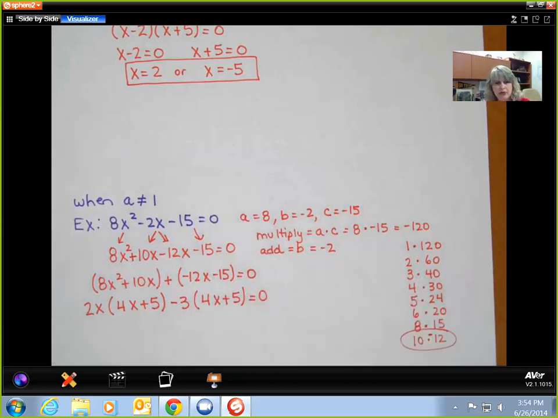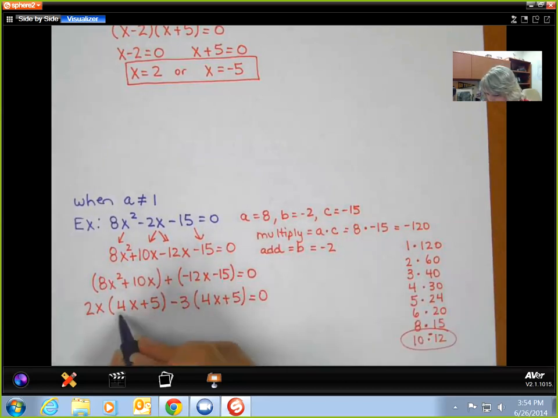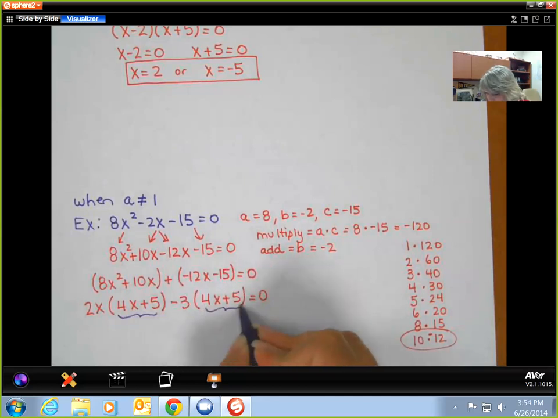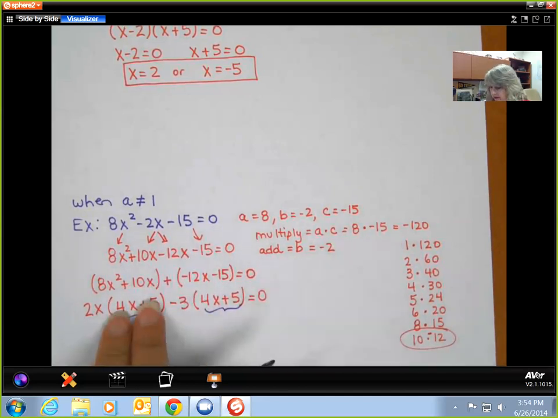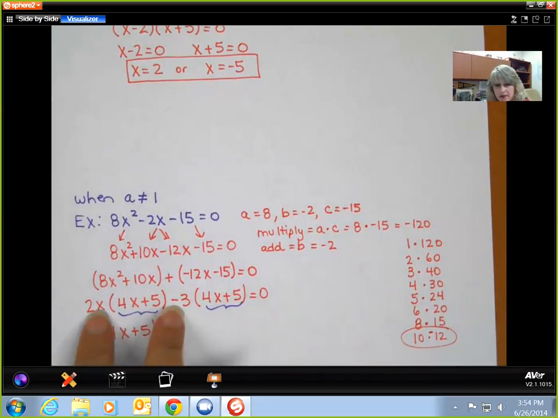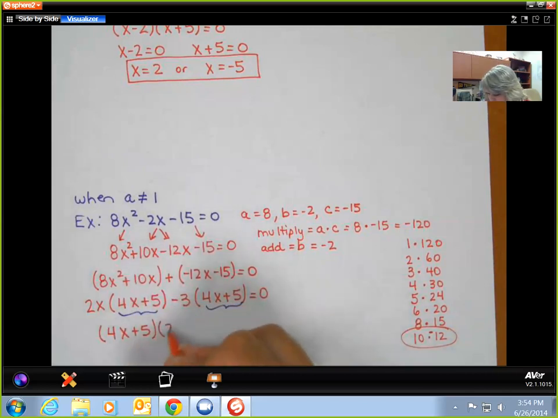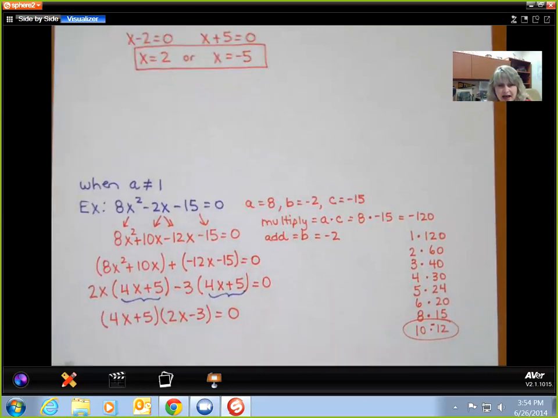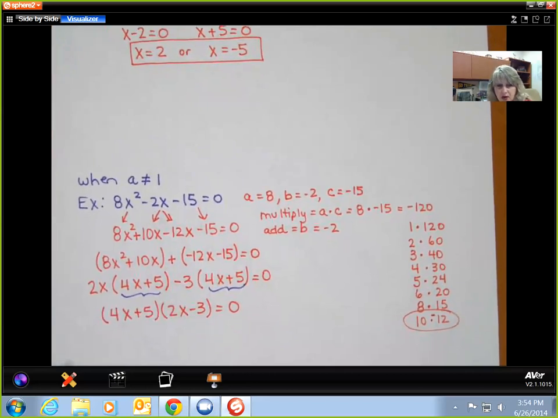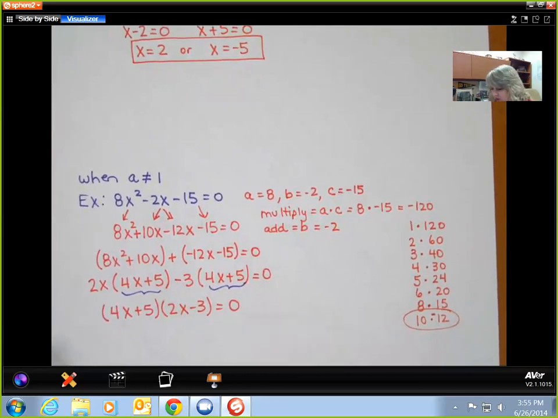Now notice both of these have a 4x plus 5. So we have two terms now, and they both have 4x plus 5. So we're going to factor out the 4x plus 5, and what's left over is the other factor, a 2x minus 3. So that's how you factor when your a value is not a 1. It's called factoring by grouping.